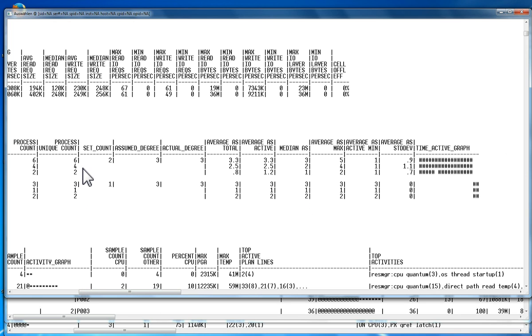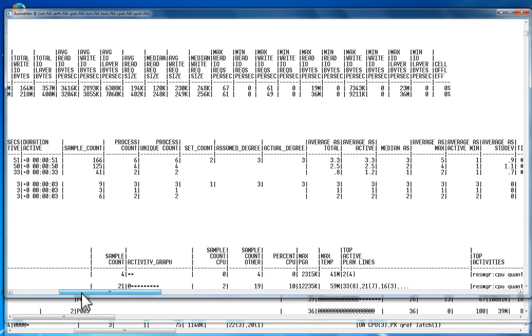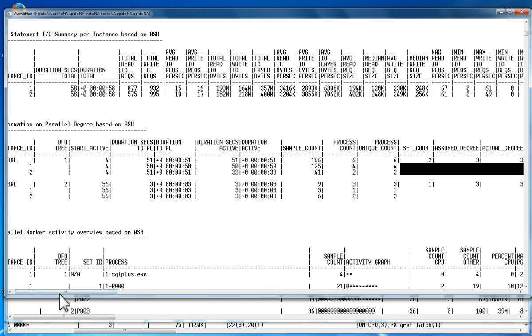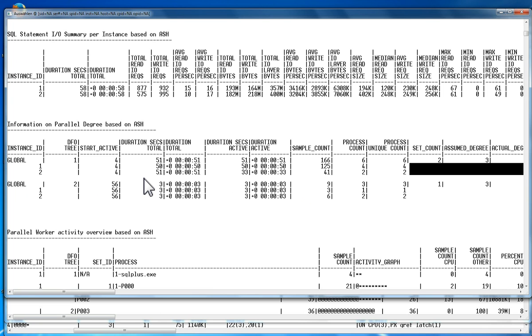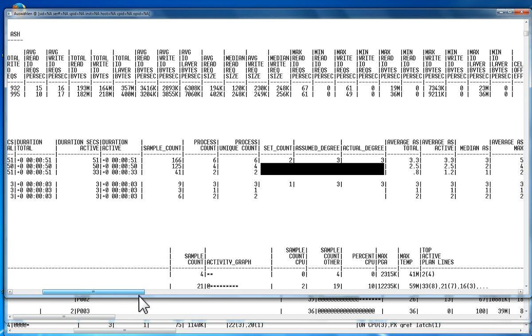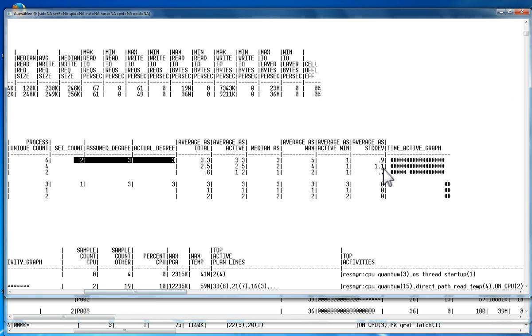You can see here that I do not repeat this information here because the degree and set count is of course something that is valid across the whole DFO tree, no matter how many instances are involved. So just to explain why this is left blank here, this is only reasonable to specify on global DFO tree level, whereas the remaining information then is for each instance that was found.